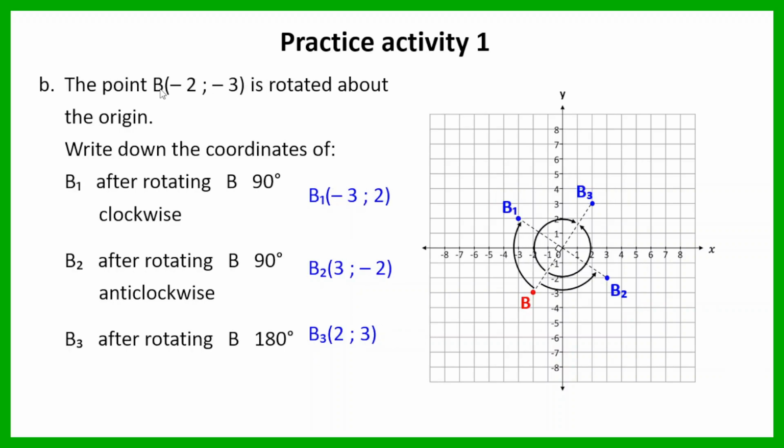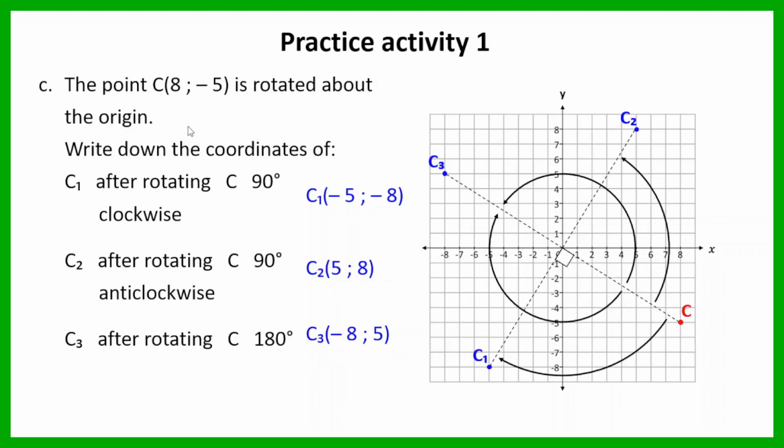The next one, we had the point B, (-2, -3). When we rotated 180 degrees, it became (2, 3). So they both changed from negative to positive in this one. And in the last one, we had C was (8, -5). When we rotated 180 degrees, it became (-8, 5). So again, the positive one changed to negative, and the negative one changed to positive.